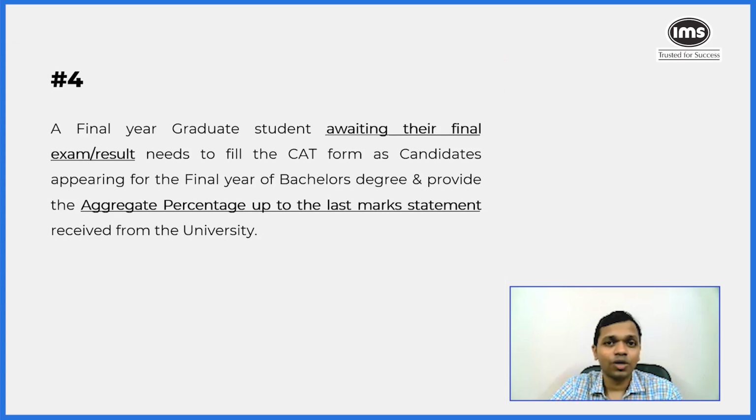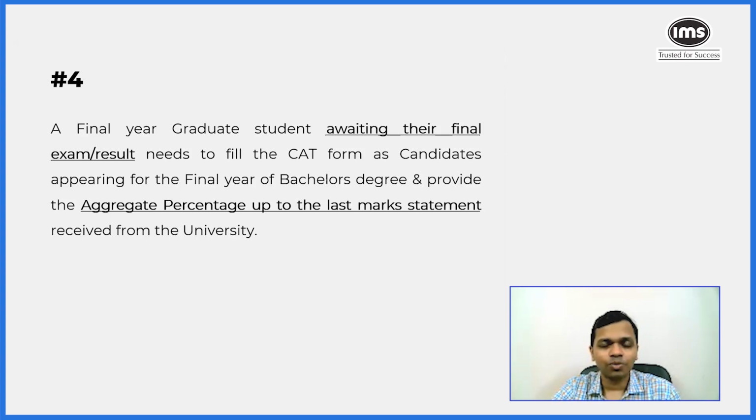But if you're somebody who has appeared for your final exam this year, but you have not got your result yet, it means that you have taken the exam, but the result is awaited. You will still have to select that you are appearing in the final year. And that is what you will select in your CAT form. Because you can't say my graduation is done because you have not yet received your marks.